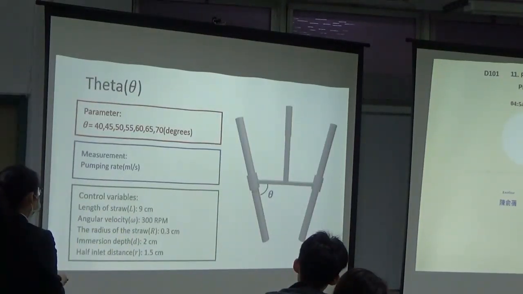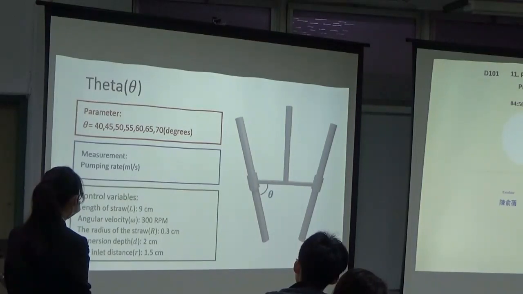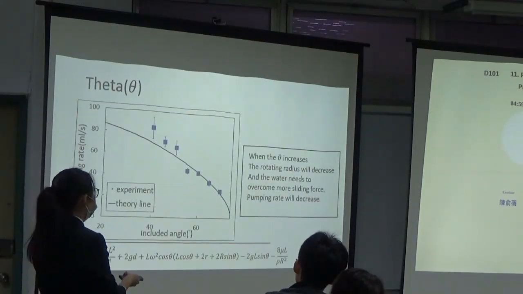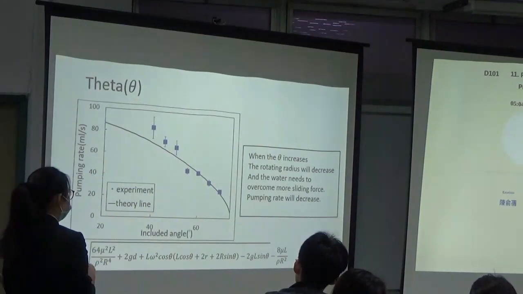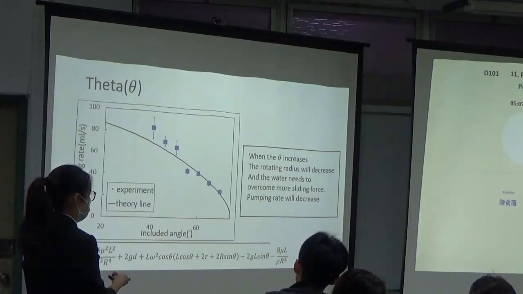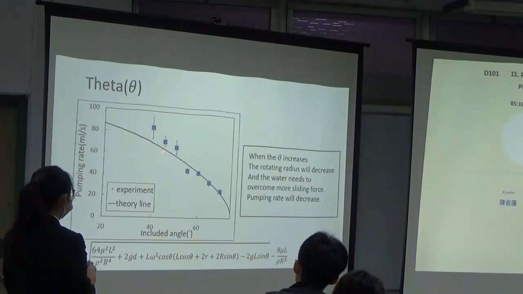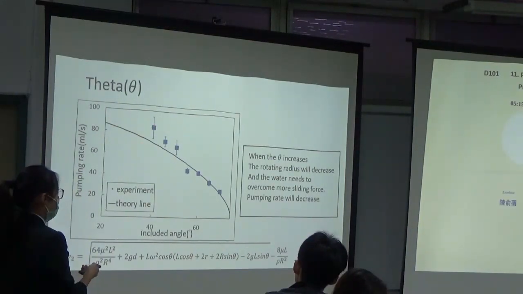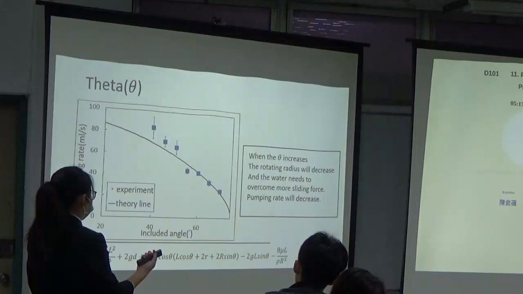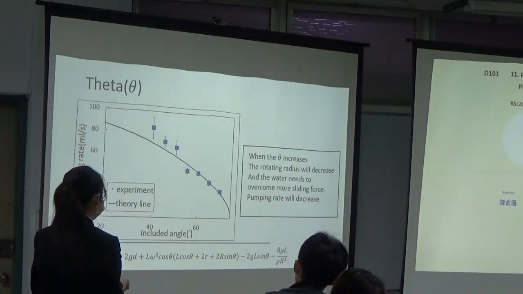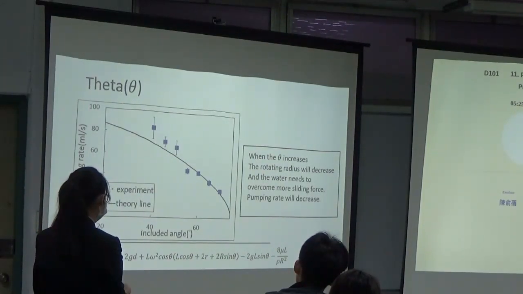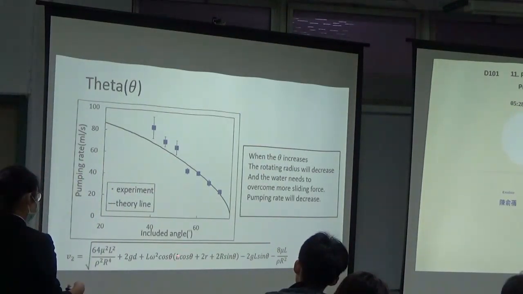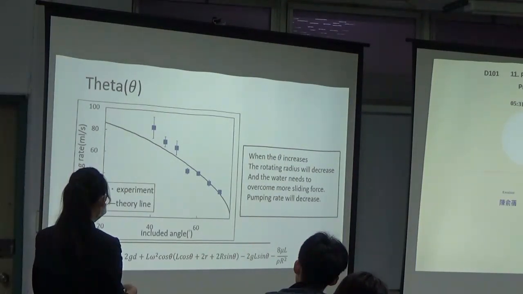And parameter 2 is theta. When theta increases, the rotating radius will decrease. And the water needs to overcome more sliding force, so the pumping rate will decrease. And in this chart, you can also see there are deviations between the theory and the experiment. It might be because of the perturbation of the vortex in the straw when the straw rotates. And in the equation, you can see that when theta increases, V2 will decrease.